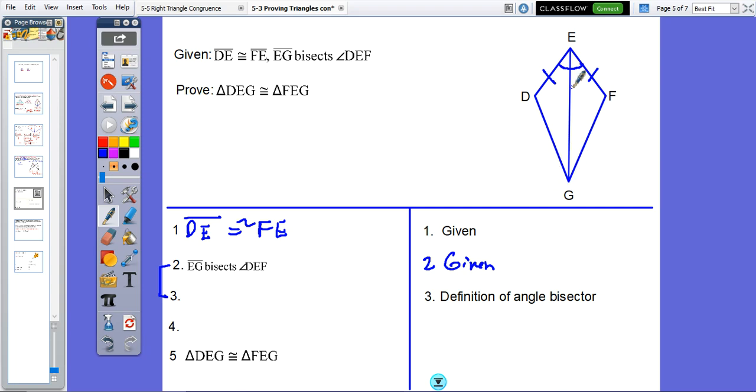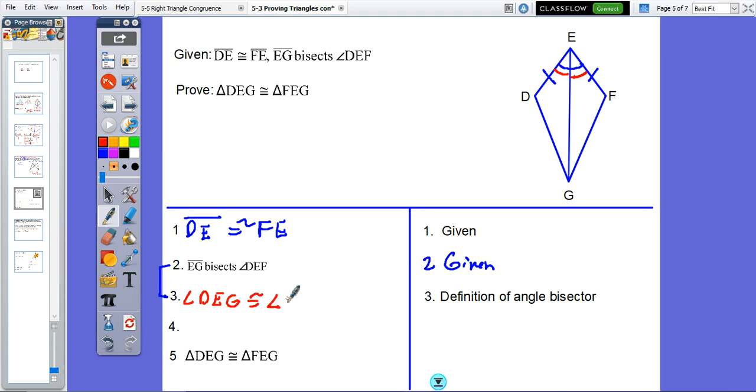All right, so we can imply something right here up to the next step. We know that this segment bisected this entire angle. Well, this angle got cut in half. It made 2 equal halves right there. We refer to them as angle DEG, and that's congruent to the other angle right here, FEG.